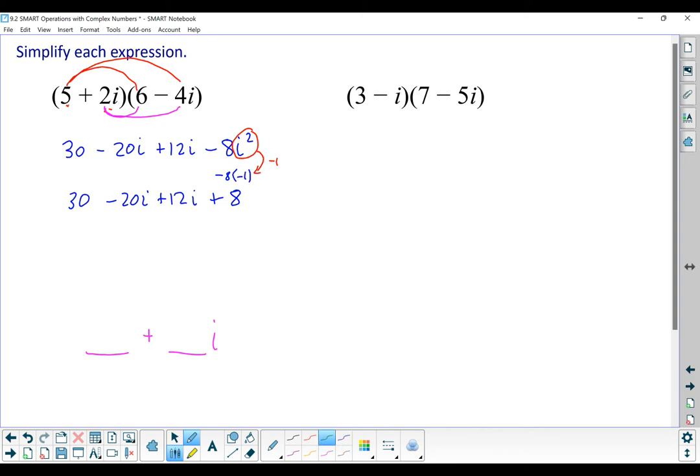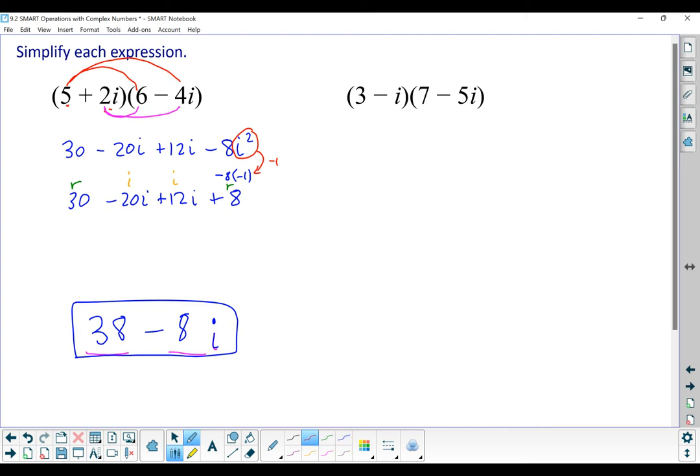Okay, so now we just need to scan through our terms and identify all of the real terms. So we've got a 30 and an 8 for a total of 38. And then in this case, if we look at our imaginary parts, we've got a negative 20 and a positive 12. So that adds up to a negative 8i. So now we have that answer in standard form. Our real part is 38 and our imaginary part is negative 8i.